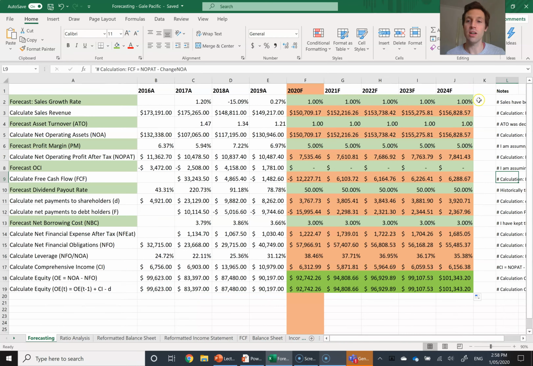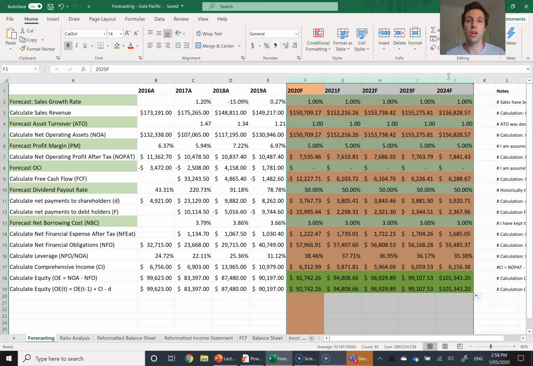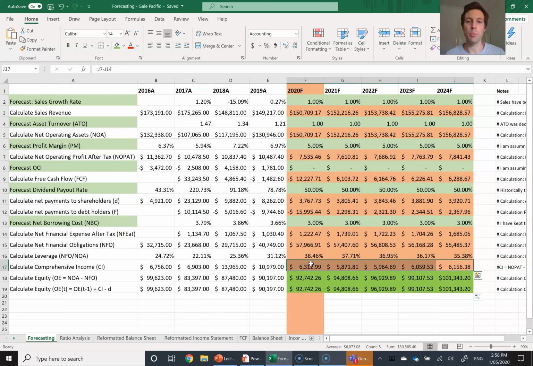Once you have these forecasts, these will be the inputs into our valuation models. We're going to value the company based on these particular numbers. We're going to use forecast comprehensive income. We're going to use forecast NOPAT, owner's equity, NOA. They're all going to be used in our valuation models.